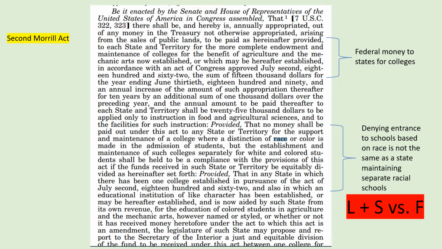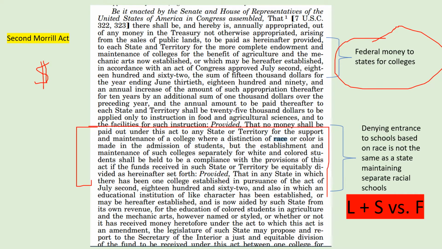We looked at the Second Morrill Act, which was a federal government piece that was designed to put aside federal money. However, you could not be discriminatory at the college level if you were going to accept federal money. So the federal government is willing to give you money, but you cannot have colleges that are going to be primarily for one race.